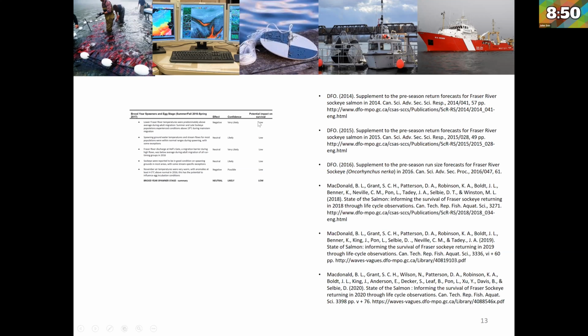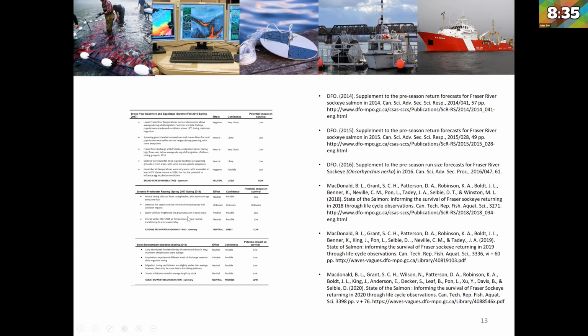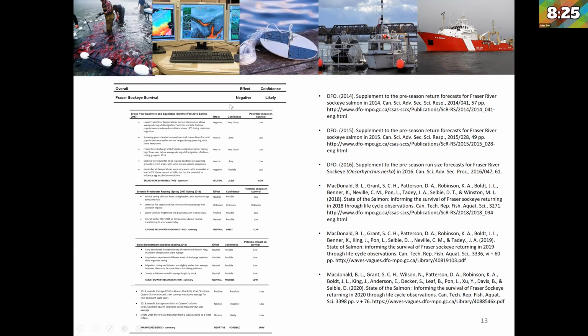And then we talk about the effect on the overall Fraser sockeye survival. We do that for the adult migration stage, the egg stage, any monitoring we have of the health of the adults and the fish eggs stages, the juvenile rearing in the lakes, smolt downstream migration conditions, and then the ocean. And then we work together 3 days, pulling this all together, and then we come up with an overall recommendation. And in recent years, we're generally putting it all together and indicating negative survival effects and a likely confidence associated with that.